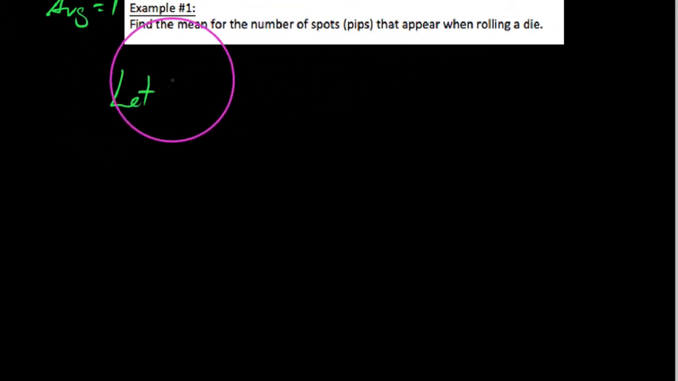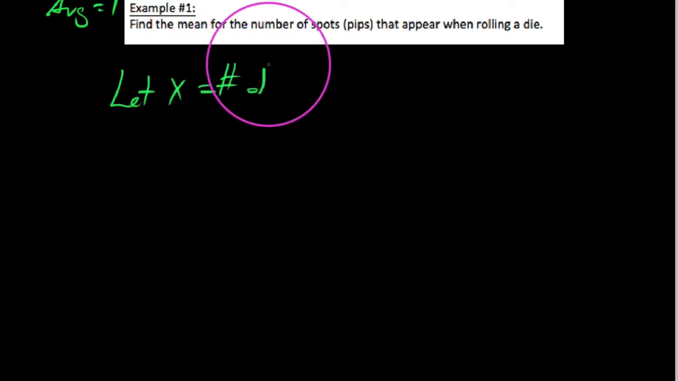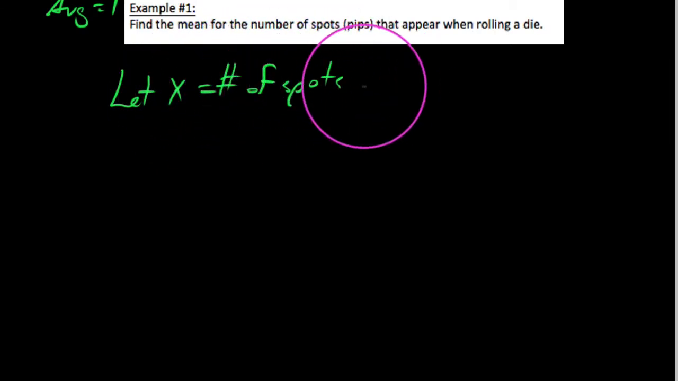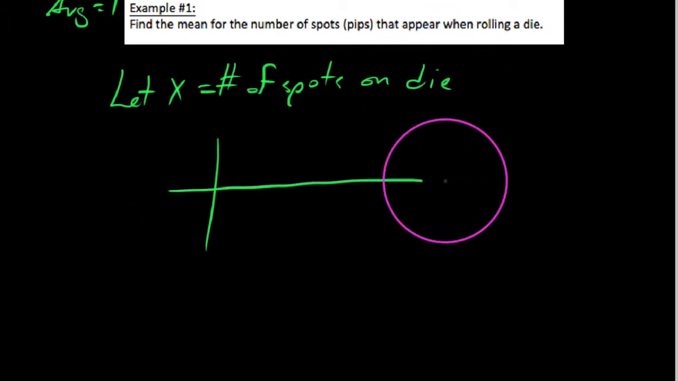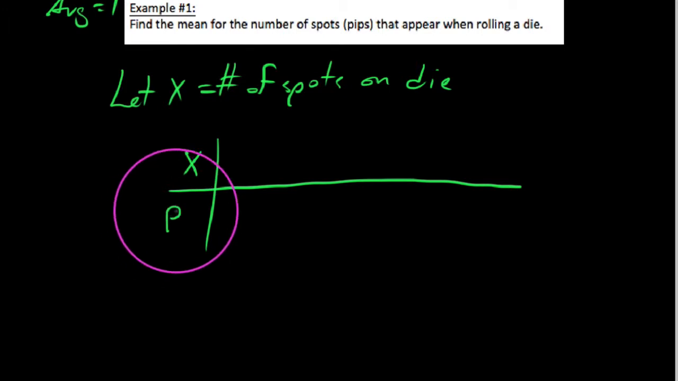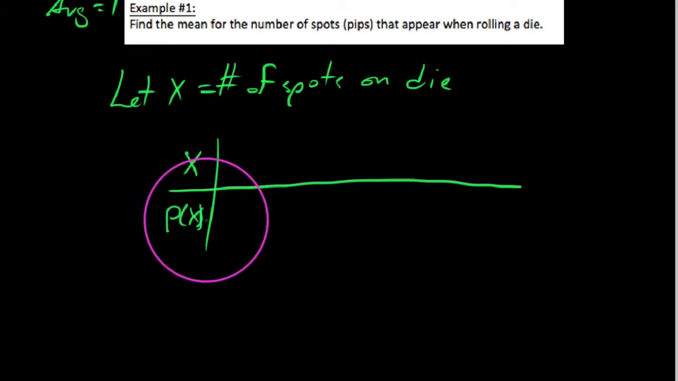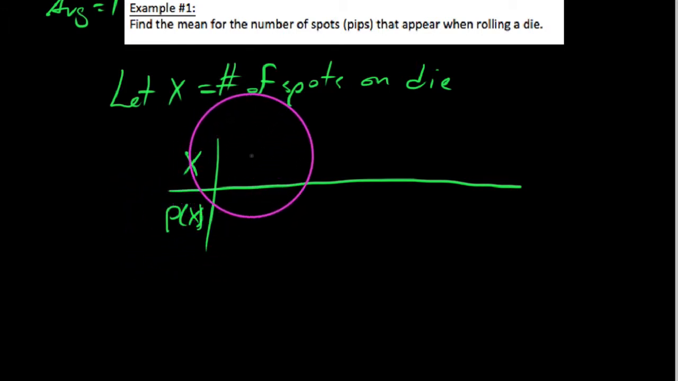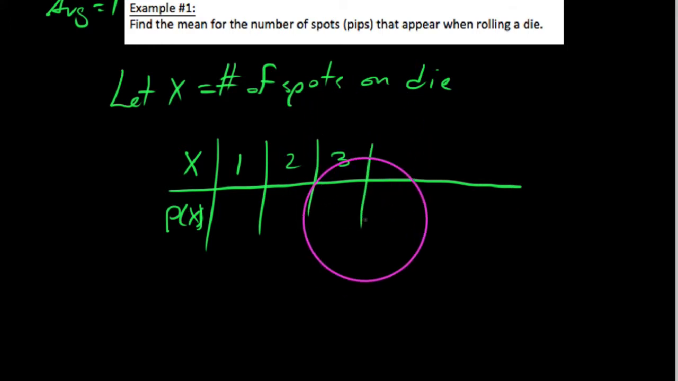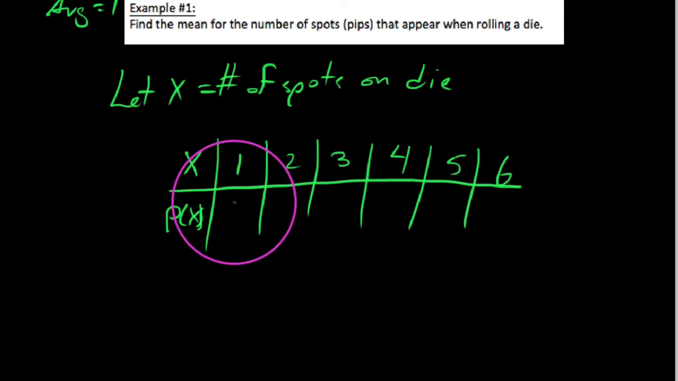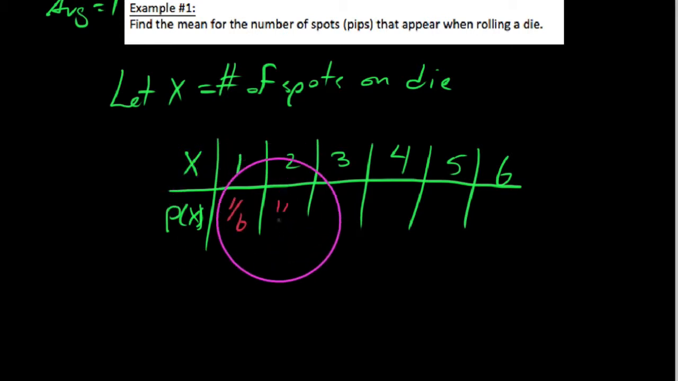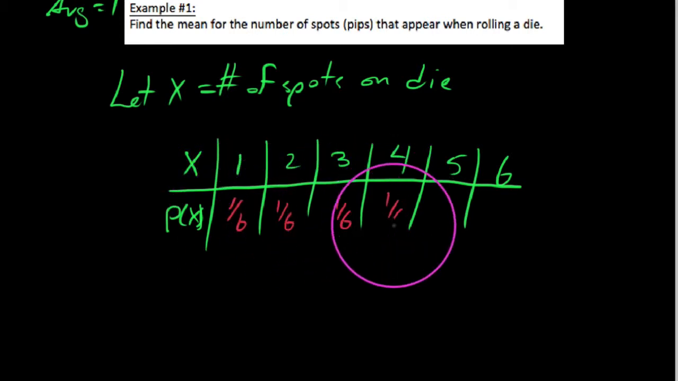Our variable in this case equals the number of spots on the die that I roll. So when we talk about the probability distribution here, x is the number of spots, and the probability of x is how likely it is that that occurs. What could you roll on a die? We could roll a 1, a 2, a 3, a 4, a 5, or a 6. If you find their probabilities, each of these is a 1 in 6 chance, of course, if you're talking about a die.